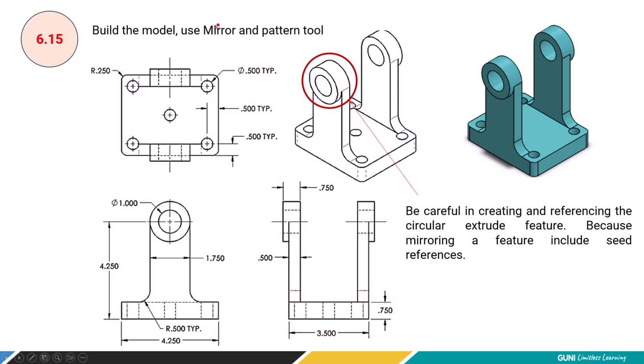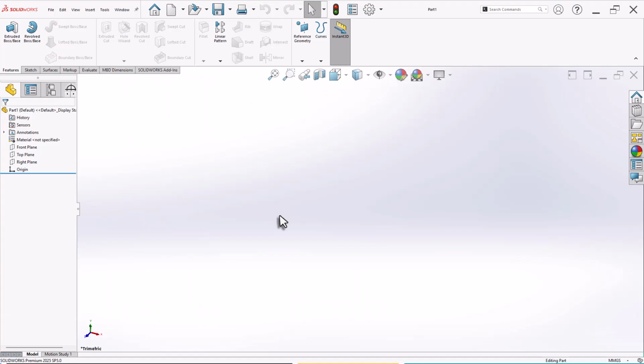Now we will practice the mirror command through this exercise 6.15. I have also provided you a solution file in the resource folder. But I want you to try yourself to build this entire model. So it will strengthen your concept of mirror, extrude cut and sketching. Open a new part file. Make sure the units are in inch because our exercise is in inch.